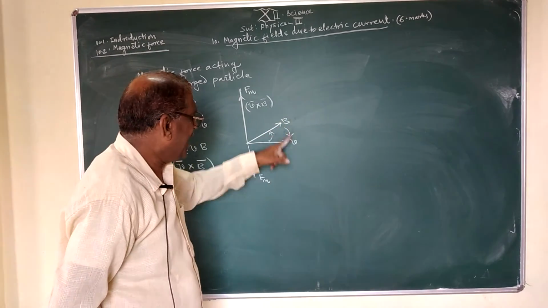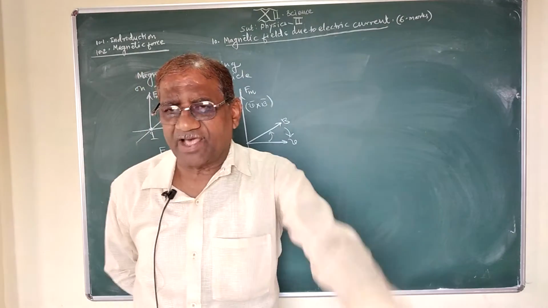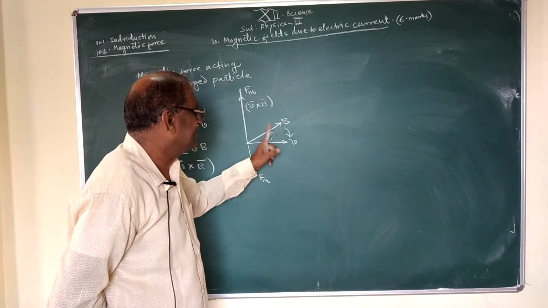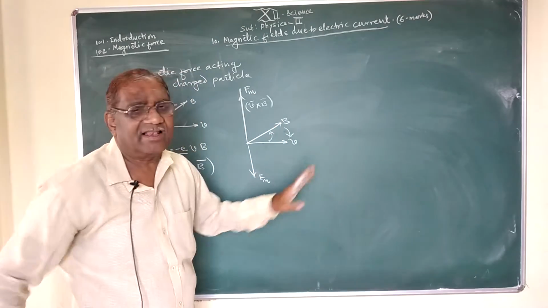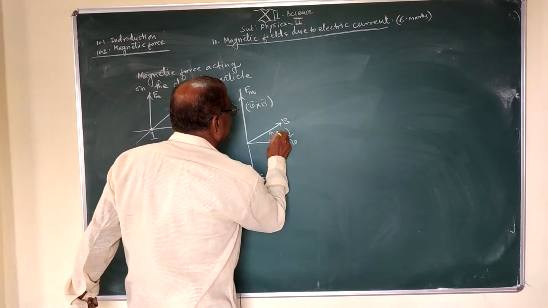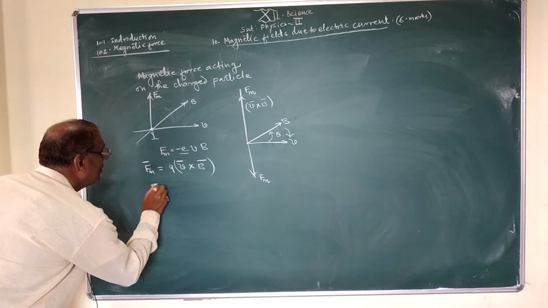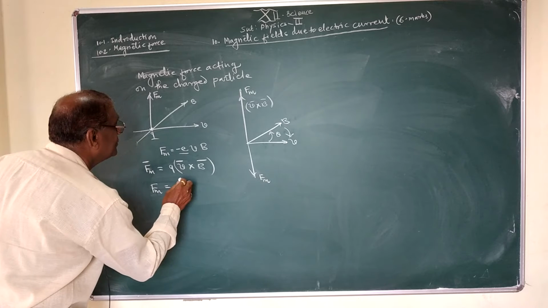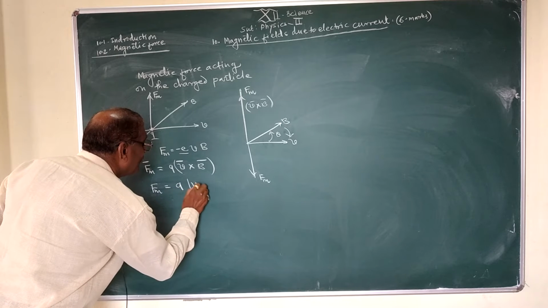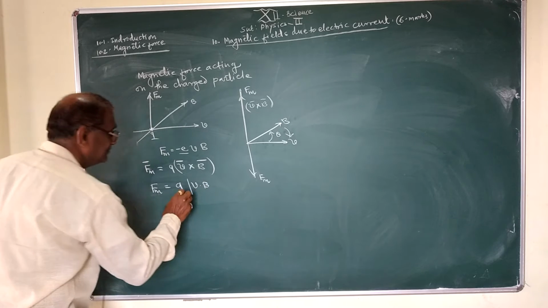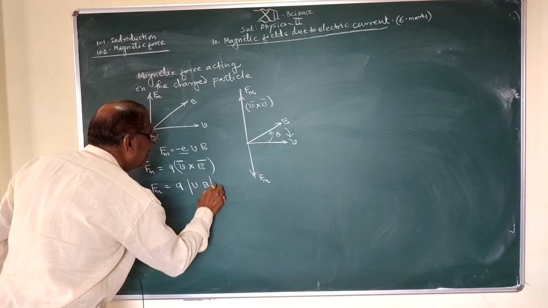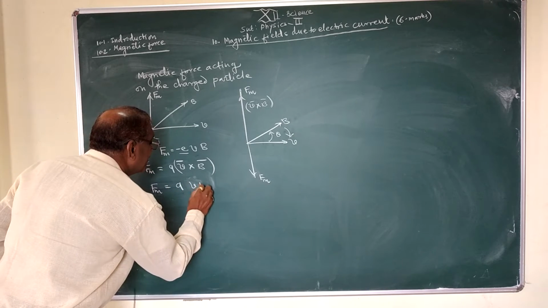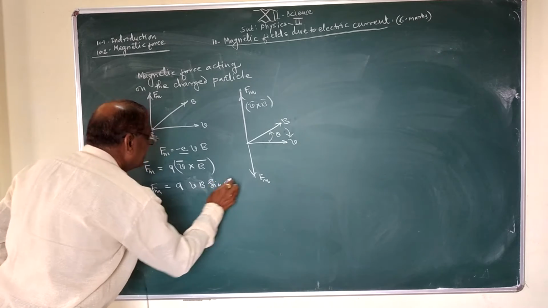If V and B are not perpendicular, but V and B are inclined at a suitable angle, theta, then the magnitude of this force Fm is equal to q, mod of V into mod of B into sin theta, that is, qvB sin theta in general.